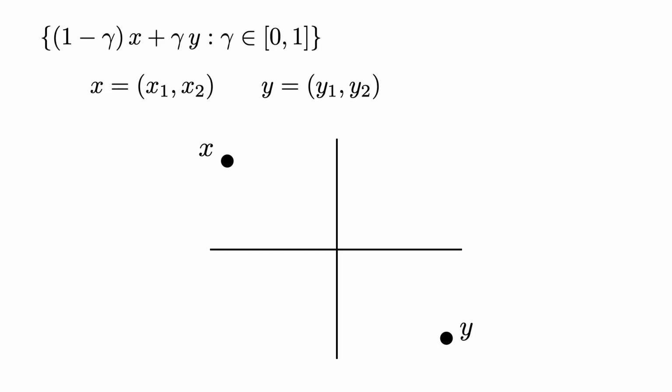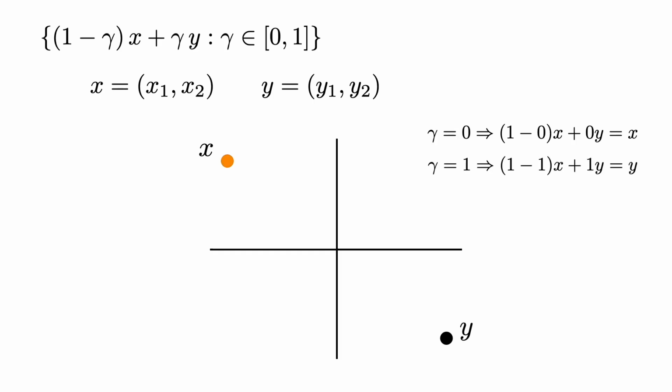Okay? Well, what happens when gamma is 0? Then 1 minus 0 is just equal to 1, times x, plus 0 times y, so that equals x. So when gamma is equal to 0, we start at x. Well, what happens when gamma is equal to 1? Then we get 1 minus 1, which is 0, times x, plus 1 times y, which equals y. So when gamma equals 0, we're at x, and when gamma equals 1, we're at y, and when gamma is between 0 and 1, we get the line segment in between them.